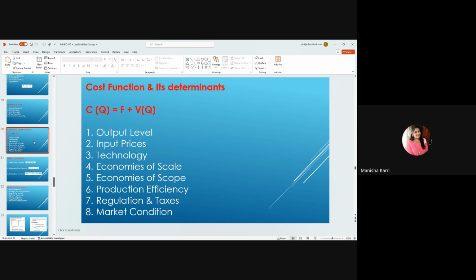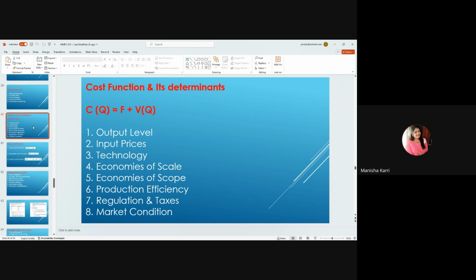Next topic, hope you are clear with these topics. Another one is cost function and its determinants. Generally, the cost function is a mathematical relationship that describes how the firm's production costs change with varying levels of output.